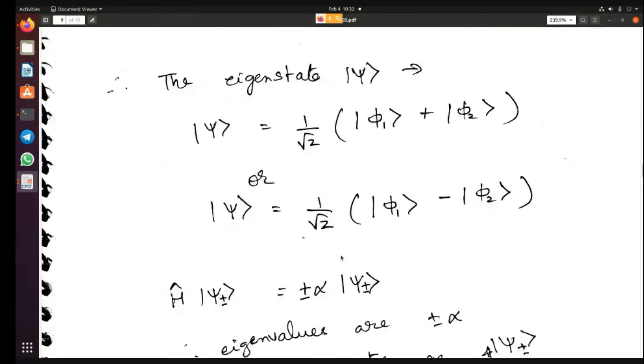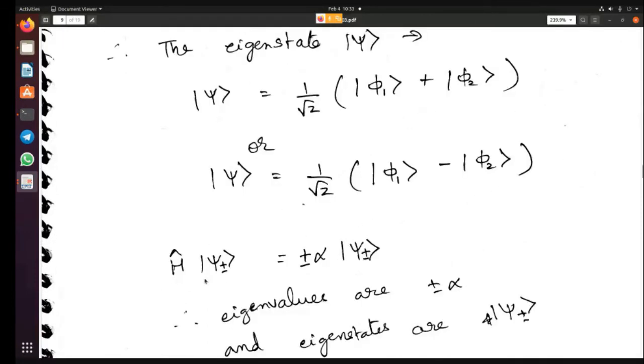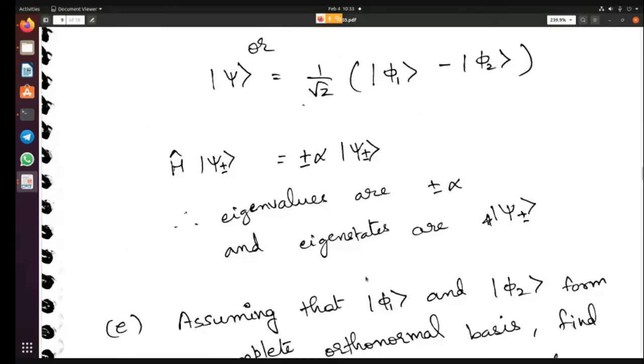So now if you do H psi is equal to some number into psi, you will actually get alpha, because alpha was already there. So this plus or minus alpha is actually the eigenvalue of H, and the eigenstates of H are these two. We can call this one psi plus, and this one psi minus. So these are the two eigenstates, and plus alpha and minus alpha are the two eigenvalues.